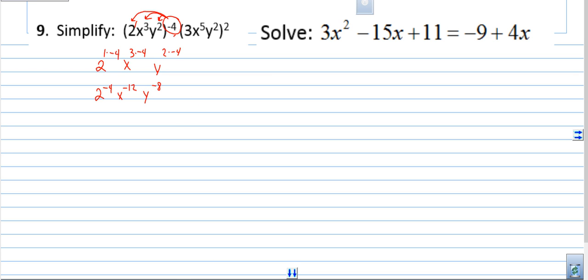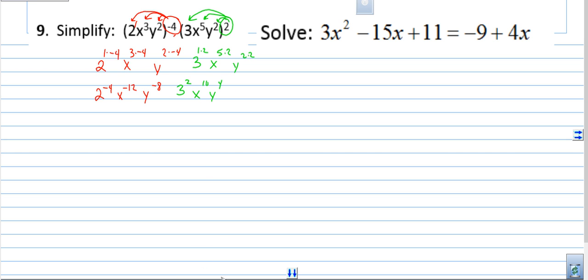Okay? If you look at the second one, you have a 2 on the outside, and we need to distribute exactly like we did on the first question. And so you'll get 3 to the 1 times 2, x to the 5 times 2, and y to the 2 times 2, which gives you 3 to the 2nd, x to the 10th, and y to the 4th.